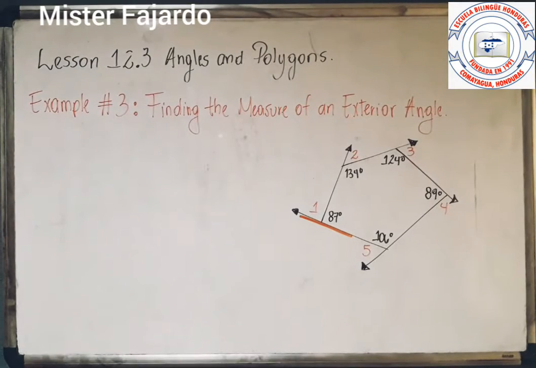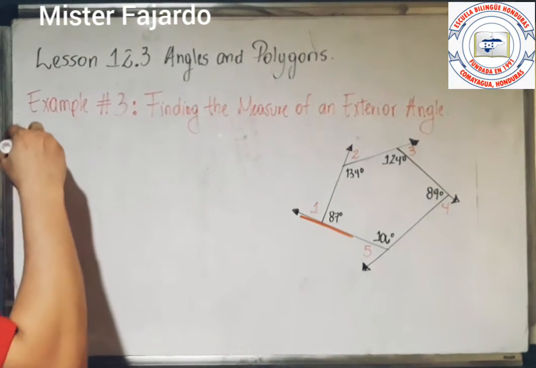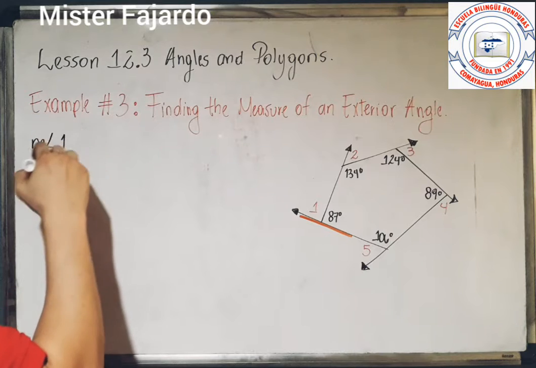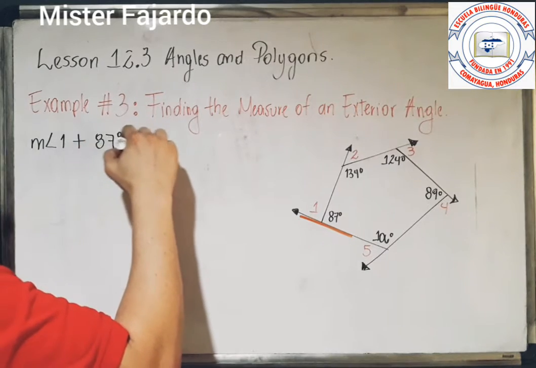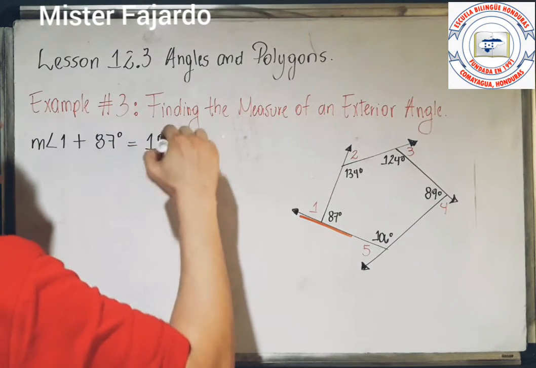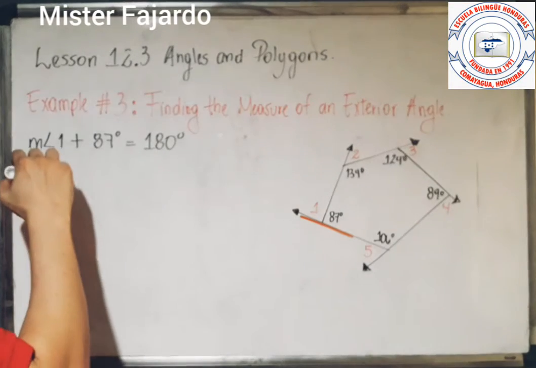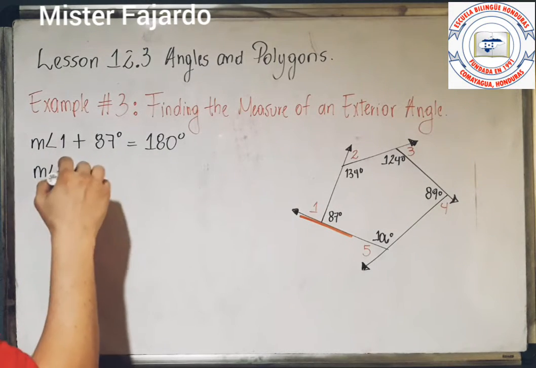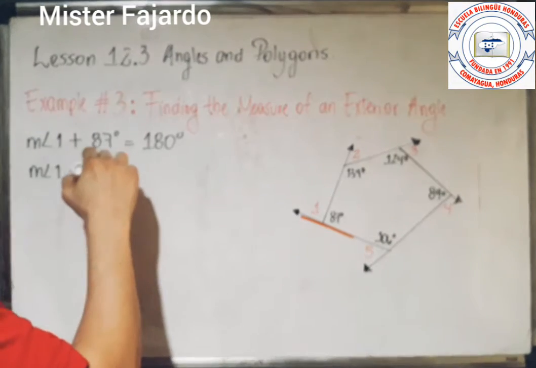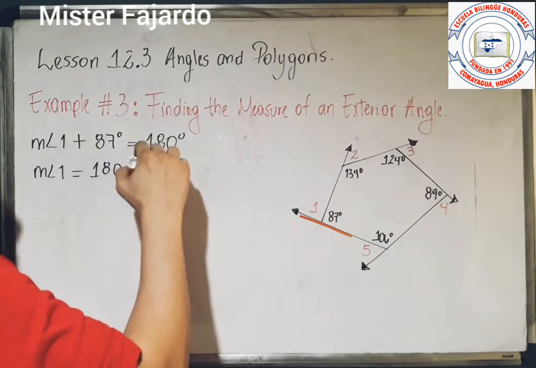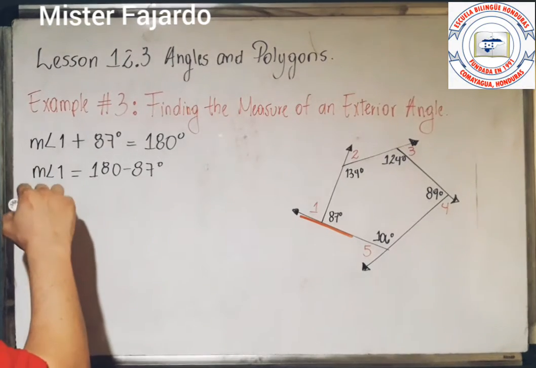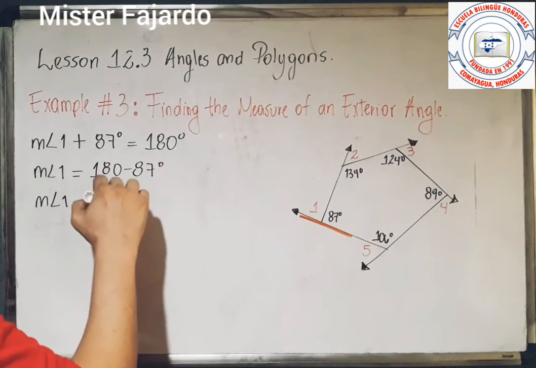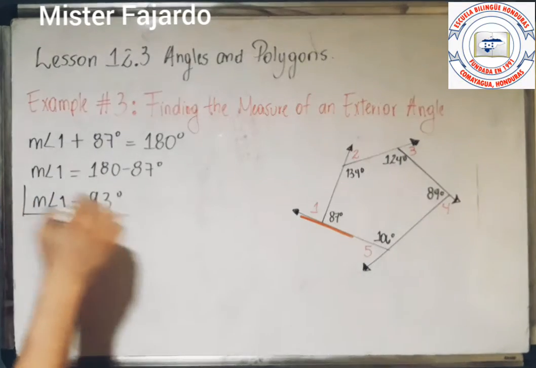It's really easy. How do you find the measure of the angle number 1? You can say that the measure of the angle number 1 added to the measure of this angle, that is 87, has to be equal to 180, okay? And you just need to find the measure of the angle number 1. Solving for the measure of angle number 1, it is going to be equal to 180 minus 87 degrees, okay? And then if you do that subtraction, it's going to be really easy. It's going to be equal to 93, the measure of the angle number 1, okay? 93 degrees.